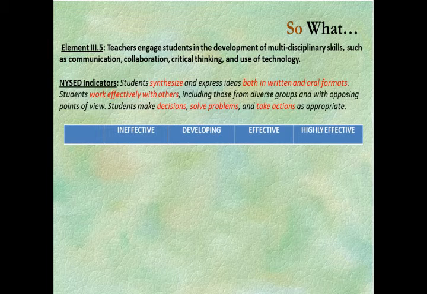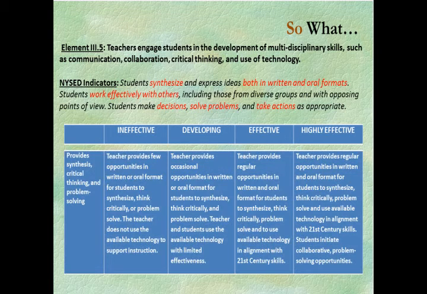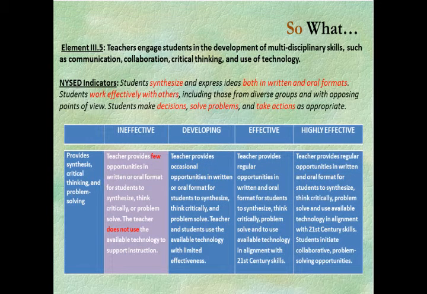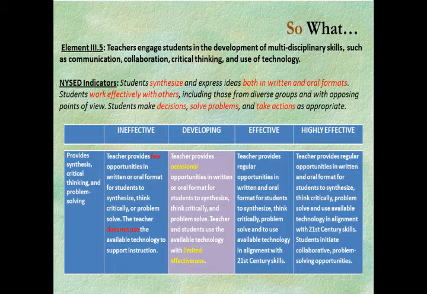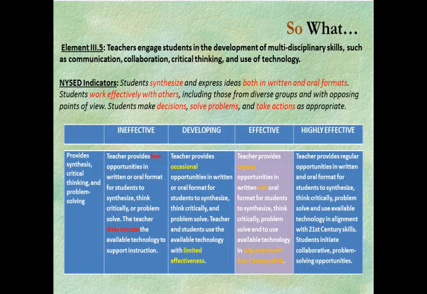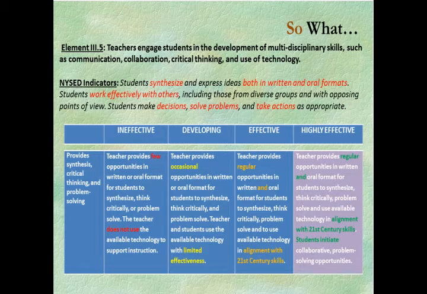As we move from ineffective to highly effective, let's mark some of the words and articulate what evidence of critical thinking might look like at each area of practice. At the ineffective level, you may notice words like few or does not use. At the developing level, you'll notice occasional or limited effectiveness. And as we move into the effective area, the words change to regular, written and oral, in alignment with 21st century skills. At the highly effective category, we have regular and oral format for students to synthesize, and alignment with the 21st century skills, and students are initiating.